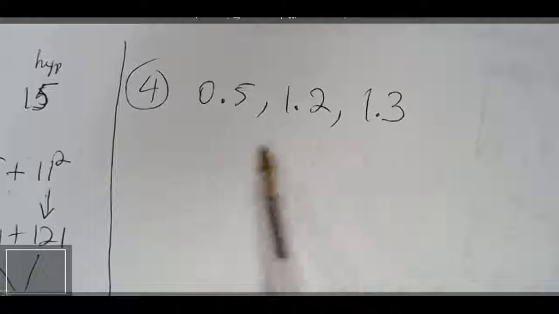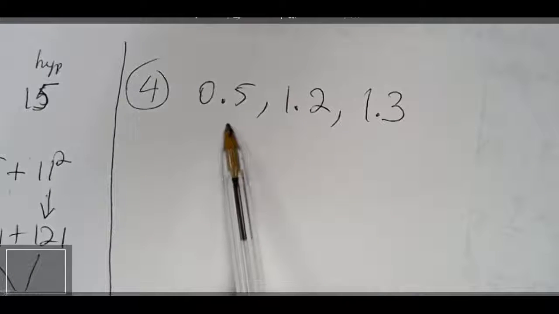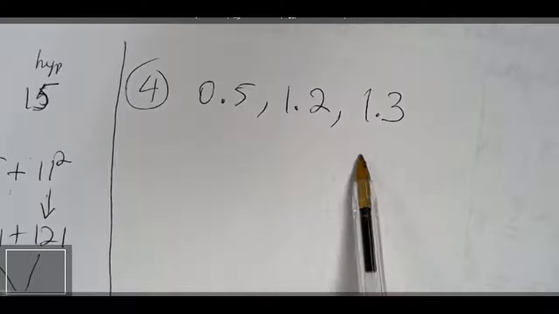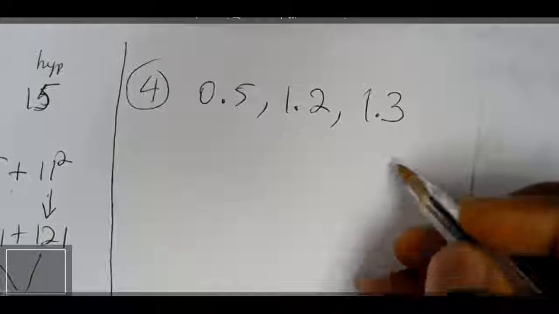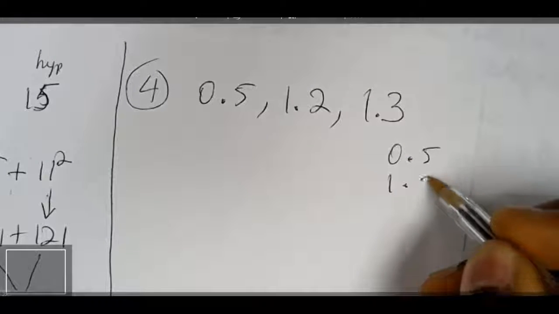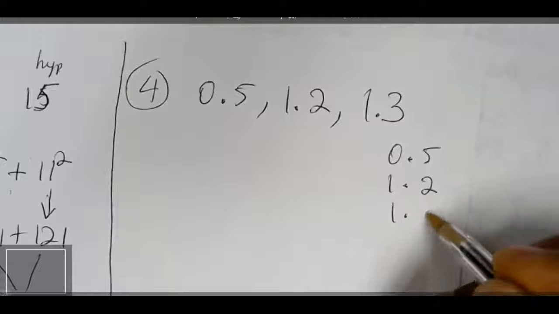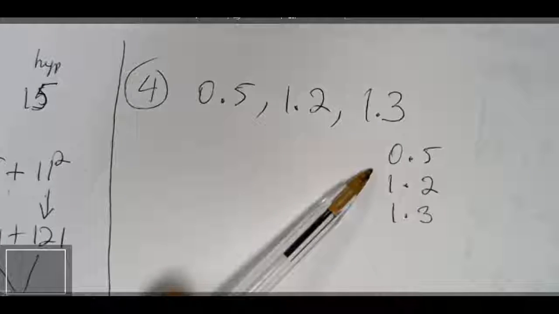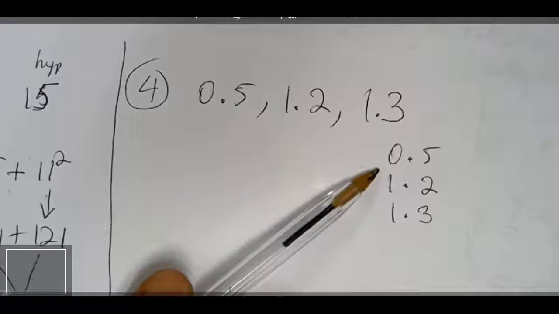Let's do one with decimals. So sometimes it can be confusing to compare decimals to find which one is the biggest. So I encourage you to line them up. So if I have 0.5, 1.2, and 1.3.